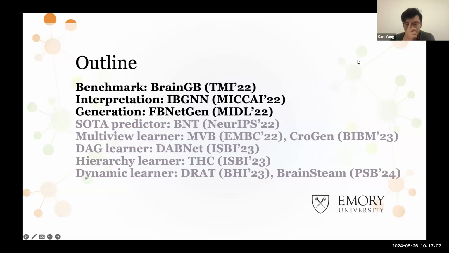We work a lot recently on graph neural networks for brain imaging, especially brain connectome analysis. Today I'll be talking about three of the earlier works and the more representative ones. There are more, and I'm happy to talk more after this workshop.